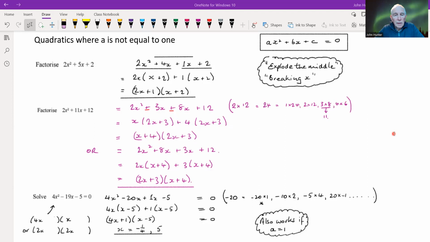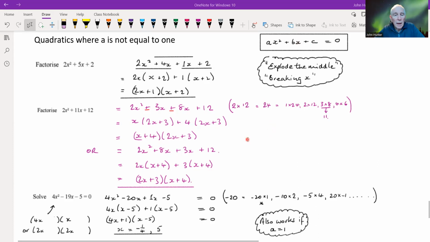Okay, this video is really a follow-up to the video on quadratics, and this is looking a little bit closer at those situations where a is not equal to 1. So just to remind ourselves, this is the general form of a quadratic equation, and this left-hand side is what we're interested in factorizing. So we've got an x squared term, an x term, and then we've got our constant, and then the coefficients of x and of x squared. So when we say a is not equal to 1, we mean this coefficient of x squared.